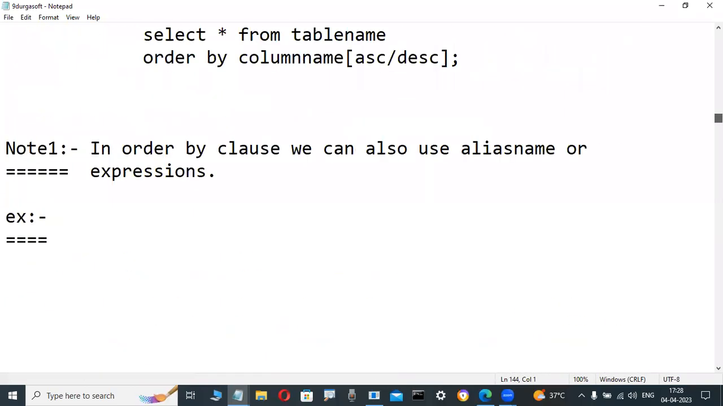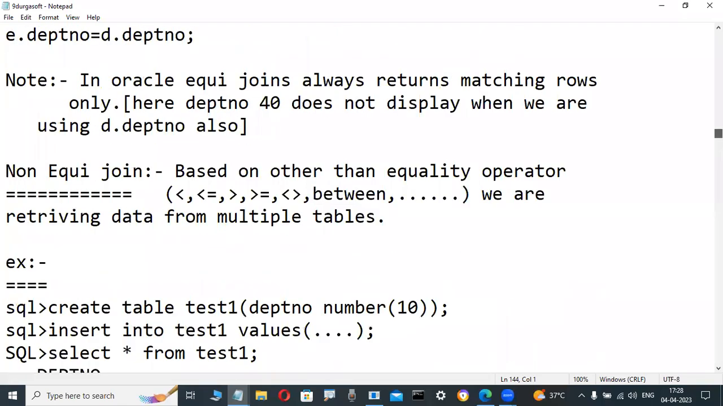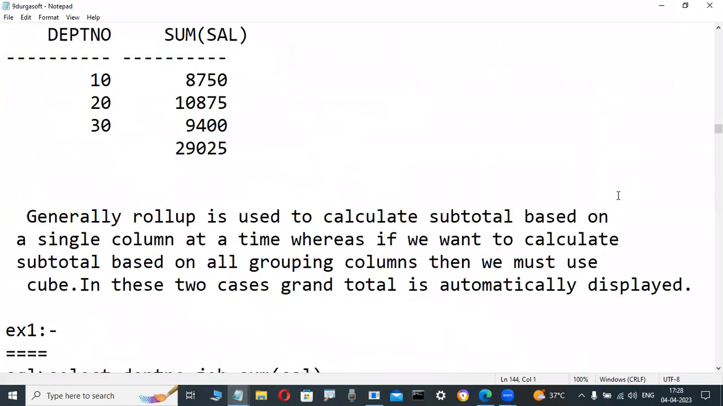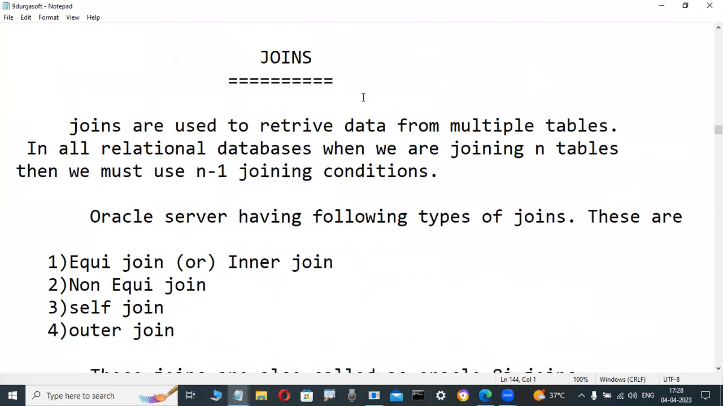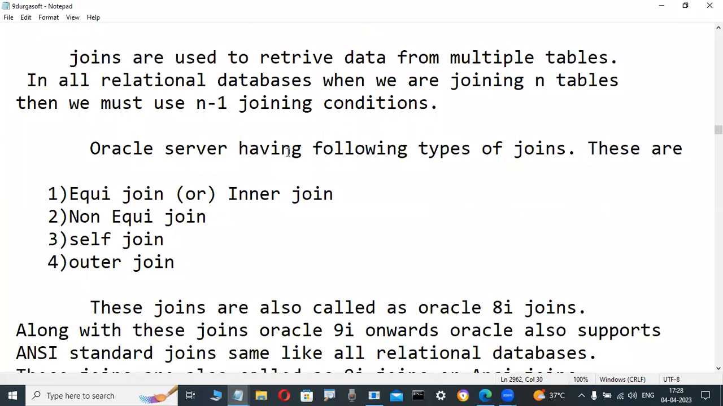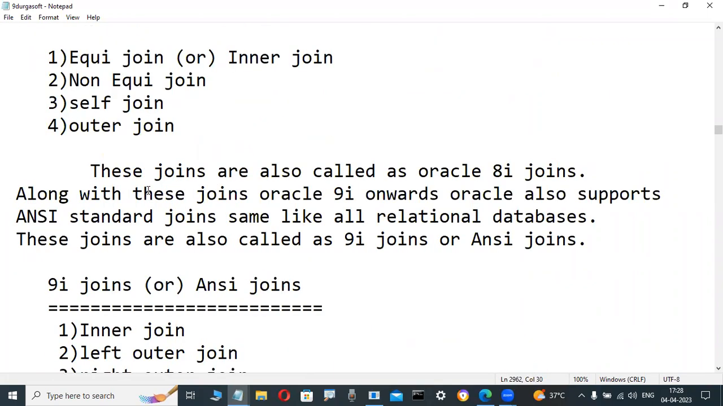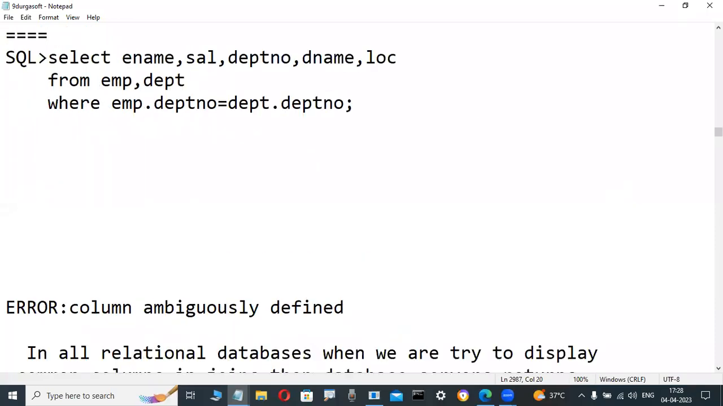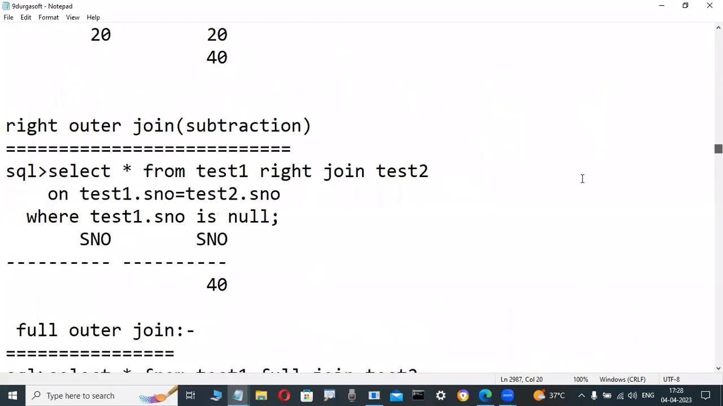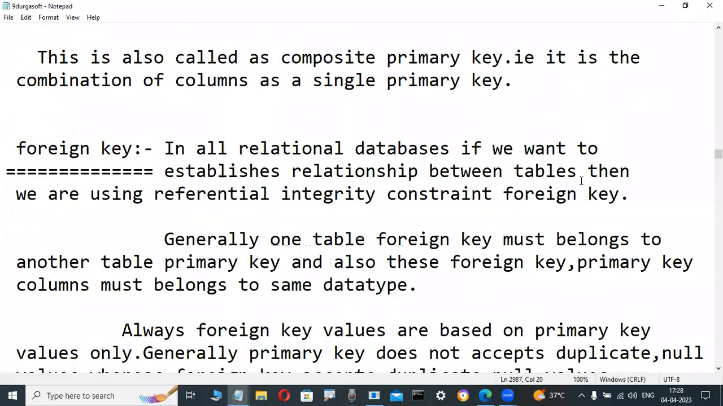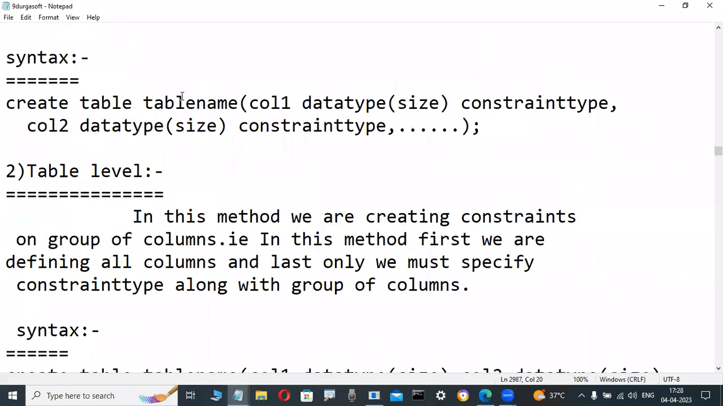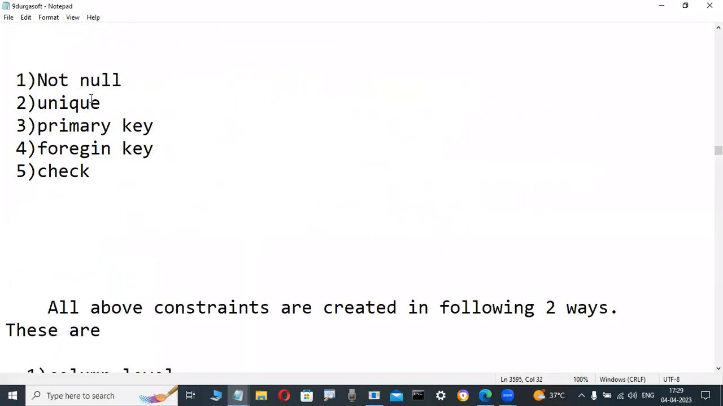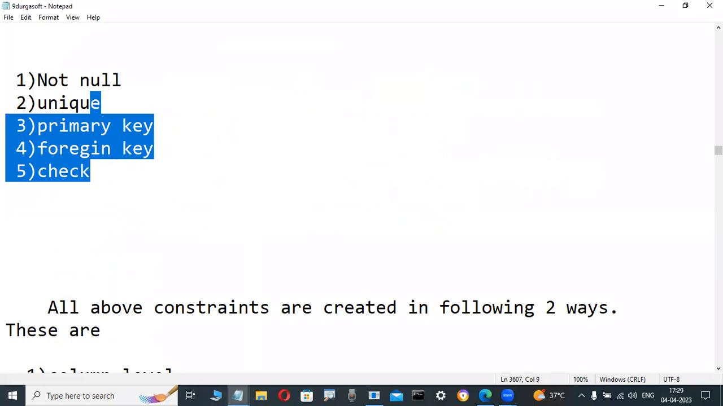But in the SQL language, a main concept is joins. Joins mean retrieving data from multiple tables. This is very important in every database. Suppose you attend an interview and they ask how to fetch data from multiple tables. In that case you learn left outer, right outer, and full outer joins. Then there are constraints: primary key, foreign key, check, unique, not null. We use them to stop invalid data entry. Constraints is a chapter, as you see here.